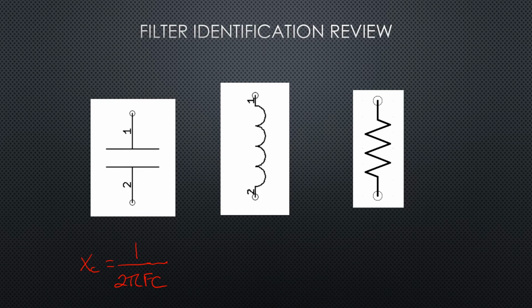For the inductor, we know that X sub L is equal to 2 pi f L, frequency times the inductance in henries. With this formula, we see that as frequency increases, the X of L increases.